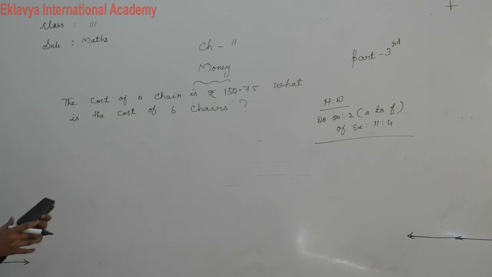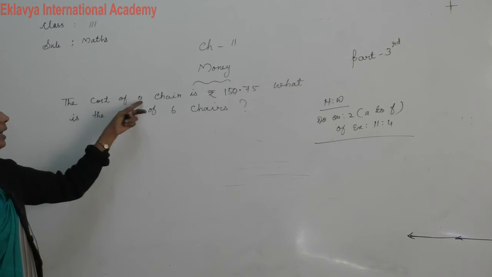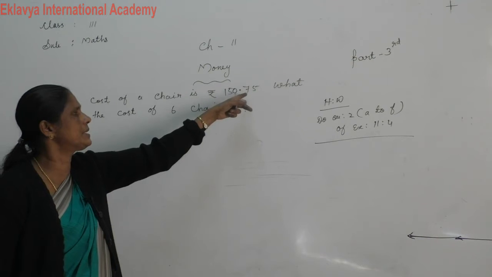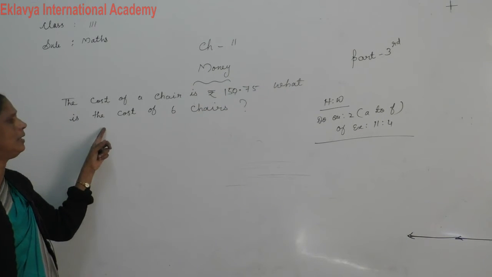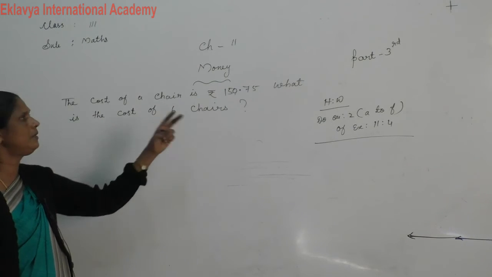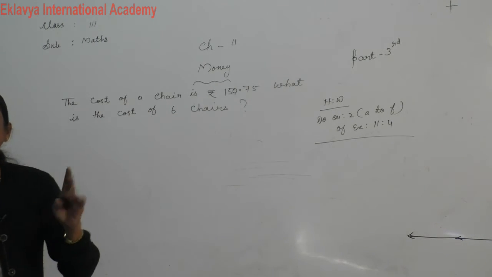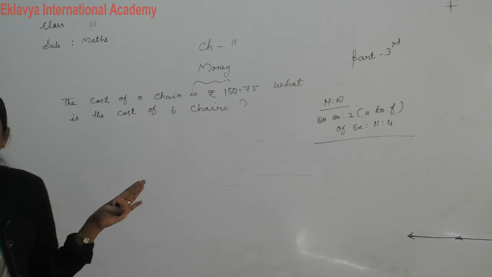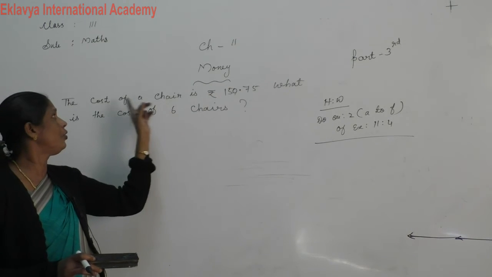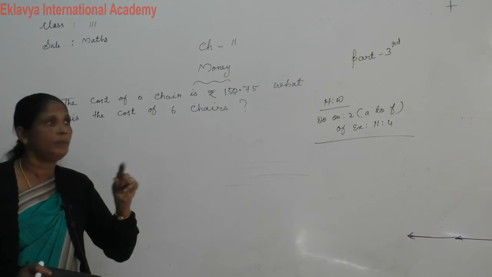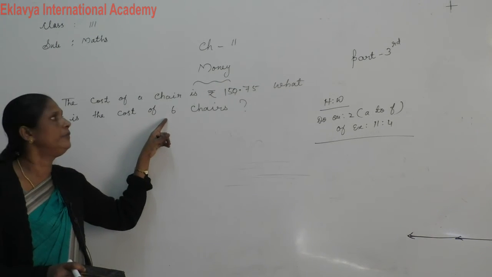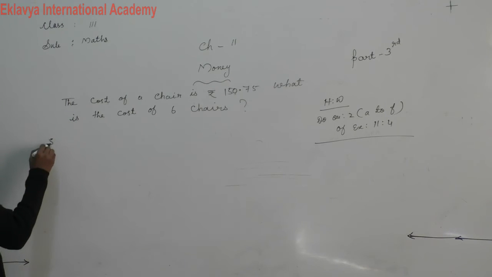Read the question. The cost of a chair is rupees 150.75. What is the cost of 6 chairs? Understand? One cost given, many find. This is multiplication. One given, many you find. This is multiplication. Understand? Then solution.